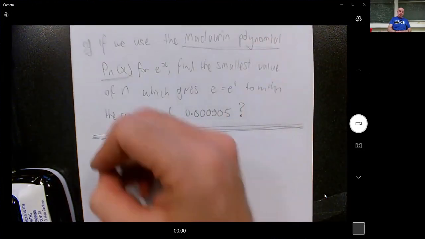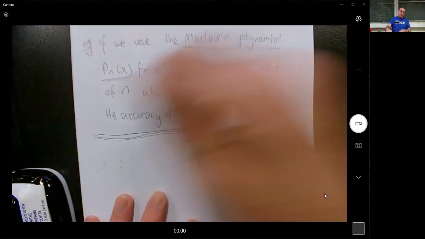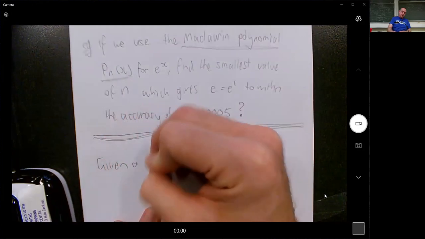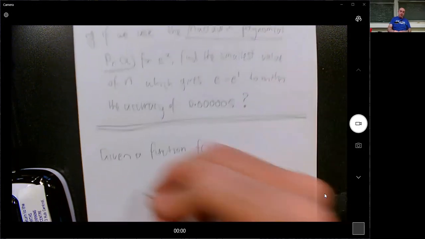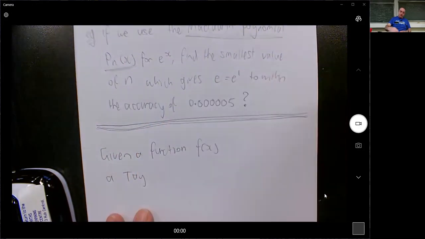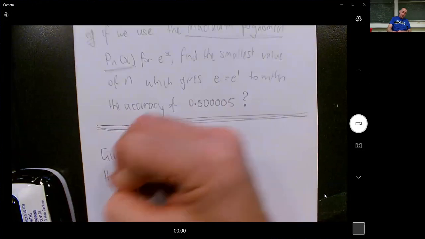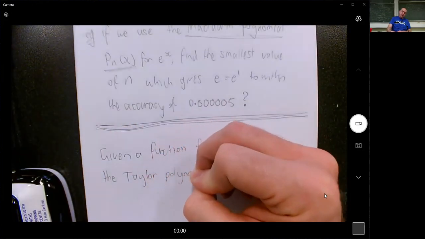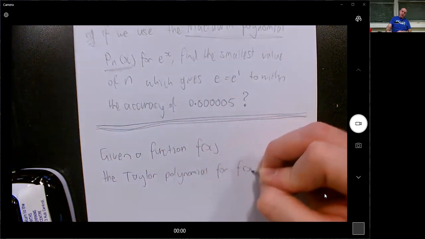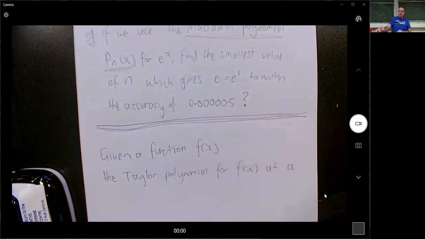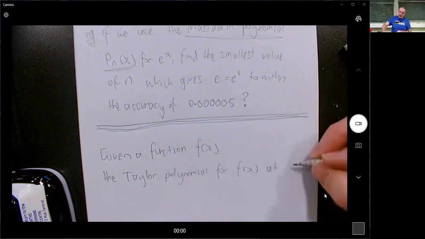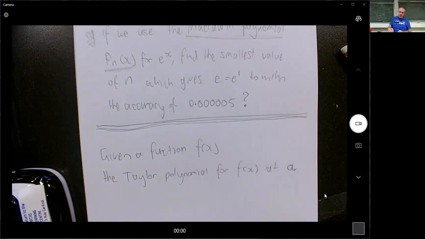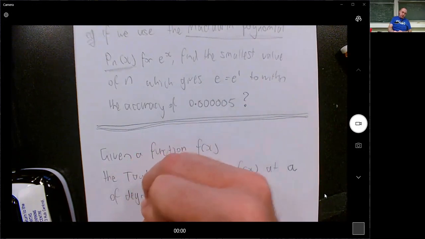So the idea is this. Given a function f of x, the Taylor polynomial for f of x at a, degree n.